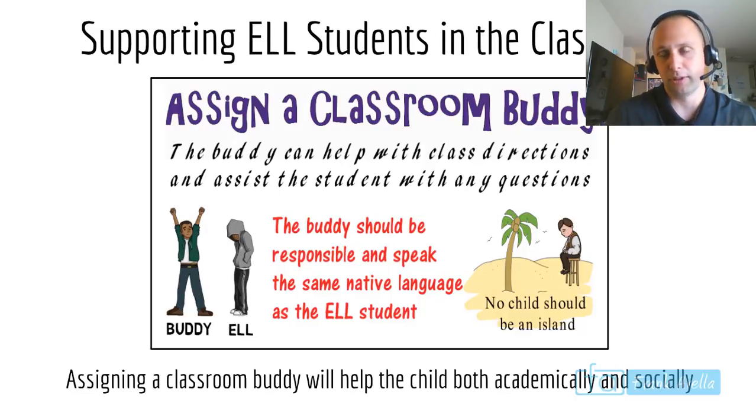Here's the first one, and it's very easy to do. When you have a new ELL student in your classroom, always assign them a classroom buddy. Now, the buddy you assign has to be responsible. You want to assign somebody that can speak the same language as the ELL student. These children can be lonely. And hopefully this classroom buddy will help the student out academically and socially, right? Making friends. So pick somebody responsible.